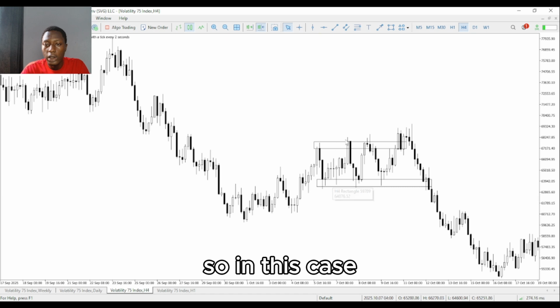So in this case, this is how you trade a ranging market. You sell when the market gets to the major resistance level, and you buy when the market gets to the key support level. So you're selling from the major resistance level on a ranging market, which is also called a sideways market. Then you buy from the key support level. You understand?